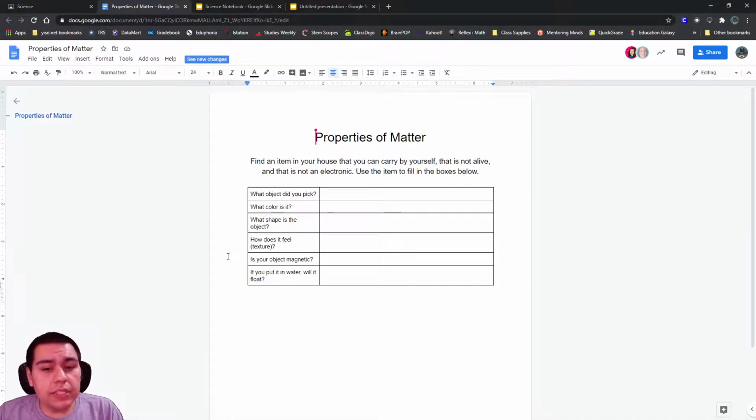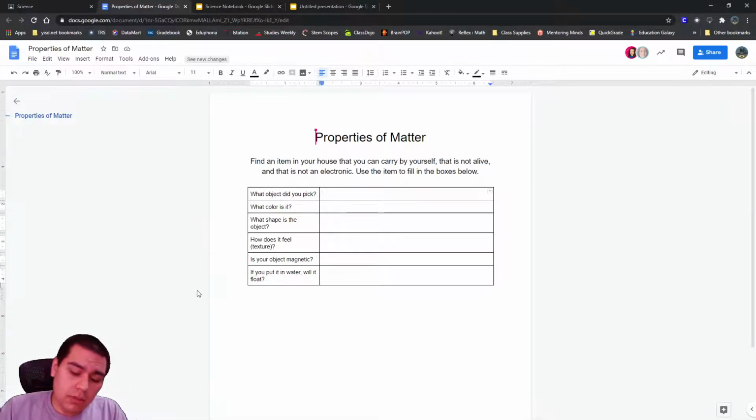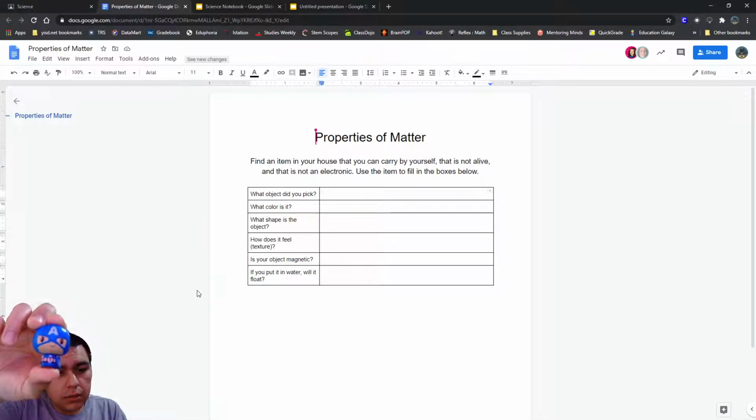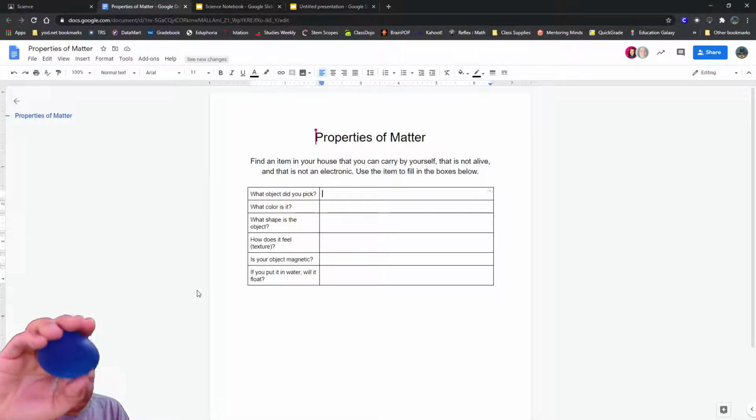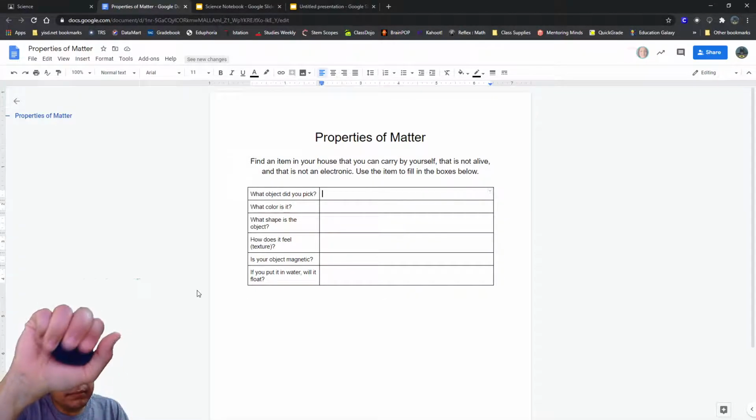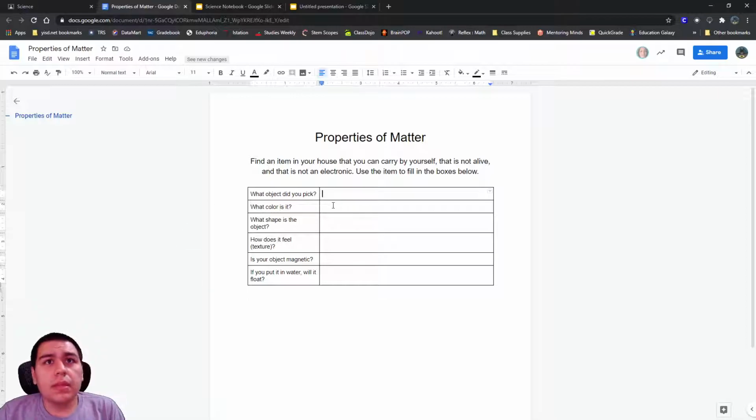There's a couple of things that we're going to fill out. Number one, what object did you pick? So you're just going to write down whatever it is that you picked. So if you picked a little toy like this, I could put a Captain America figure or Captain America toy. But I chose this, so I would put stress ball. That's what I picked. And then you got to start telling me about the properties of matter.